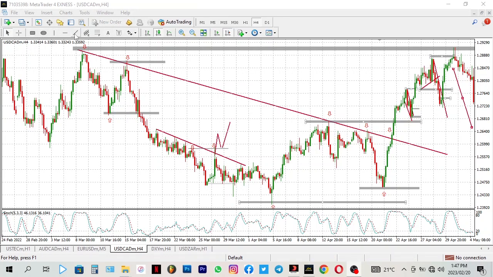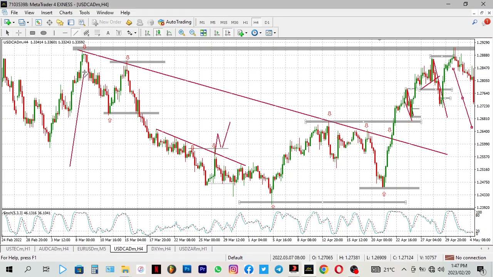Okay, let me just grab this tool. We have our lower high, lower low, lower high, lower low, lower high, but then this low failed to break this low, so that's our signal that the market is now wanting to go up. So this was our last lower high, so we're going to use this as a signal for the market.